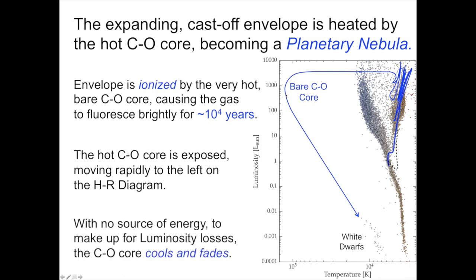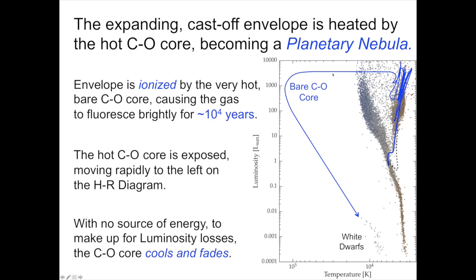Because there's no source of energy, there's no nuclear fusion, only a tiny bit of gravitational contraction, a tiny bit of Kelvin-Helmholtz mechanism, the carbon-oxygen core left behind by the low-mass star can no longer make up for its energy losses by contraction, and it begins to cool off and fade out. It simply doesn't have enough energy to maintain its luminosity.